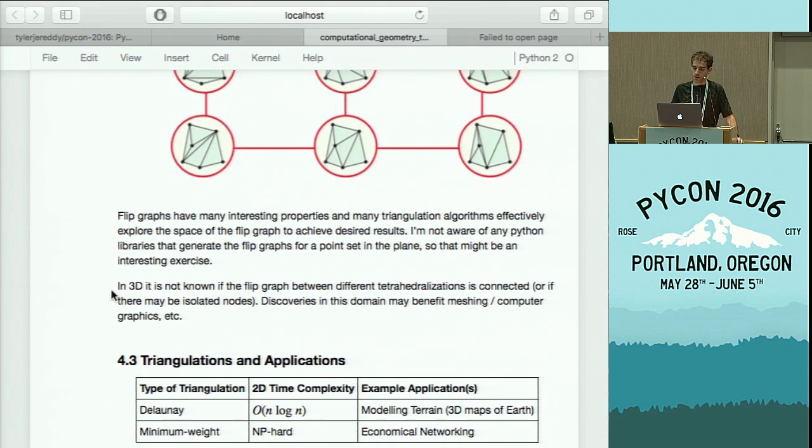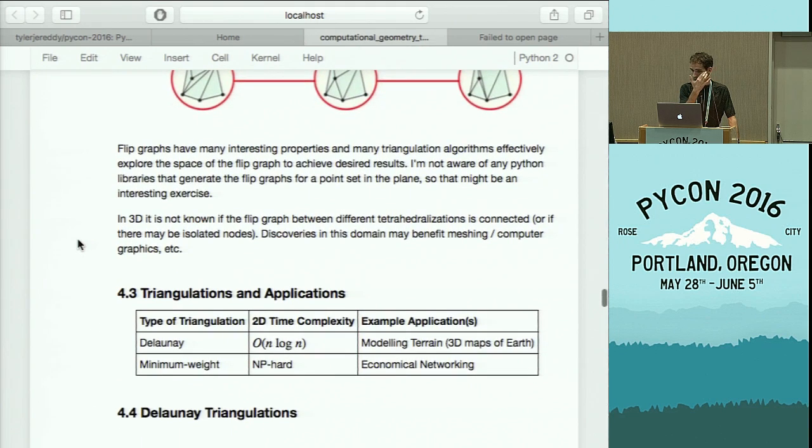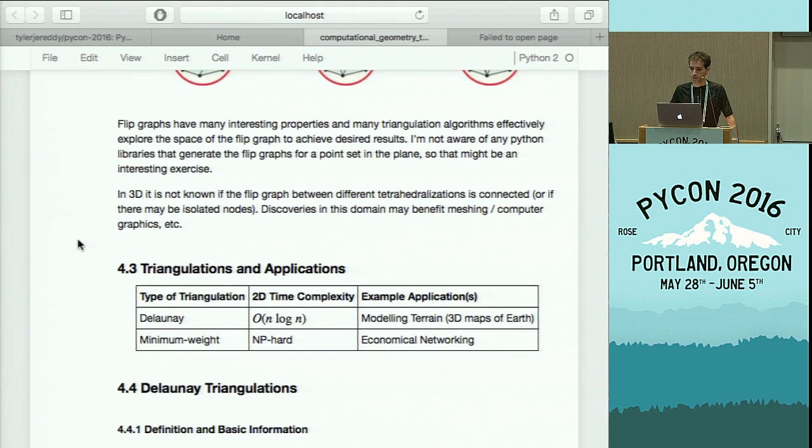And I guess an interesting exercise might be to write some Python code that can actually generate the flip graph for a given input data set. I'm not aware of any Python library that's actually capable of doing that. So yeah, that might be an interesting exercise, although it could be quite tedious to do.